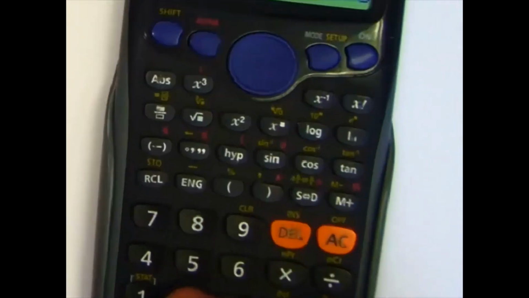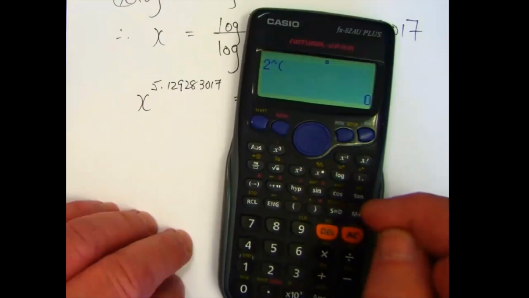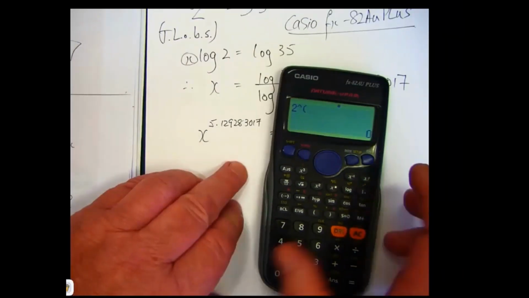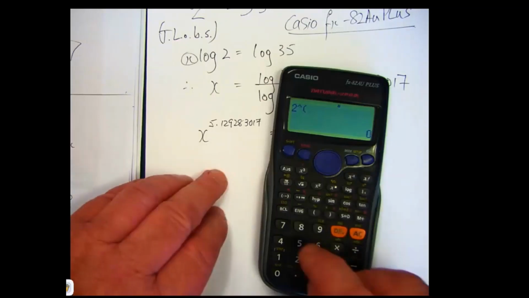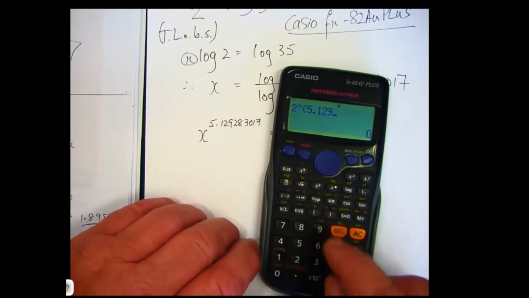So this is going to be 2, and we'll hit the button there. So we want 2 raised to that power. All right, so let's type this in: 5.129283017.